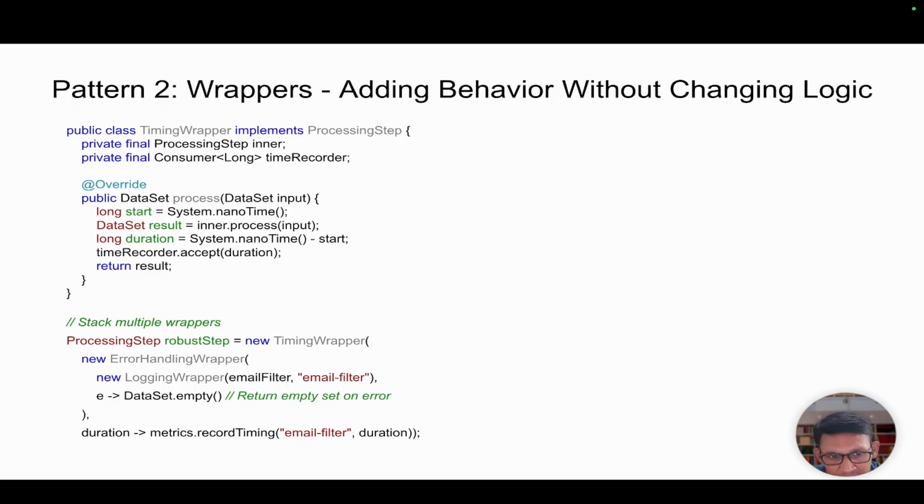The error handling wrapper catches it and returns an empty dataset. And the timing wrapper still records the duration. The beautiful thing is that each wrapper adds exactly one concern, and you can compose them in any order and in any combination. The wrapped component, our original email filter, remains unaware of and unaffected by all the wrappers around it. This pattern transforms cross cutting concerns from scattered conditionals and repeated code into reusable, composable components that can be applied wherever needed.